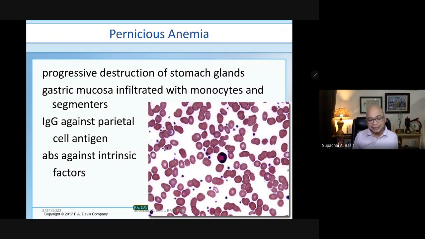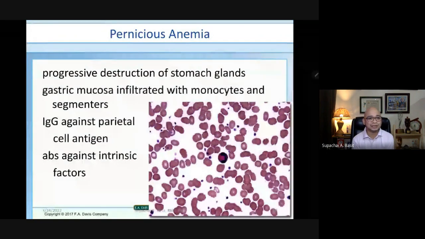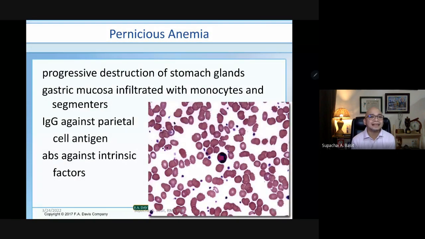And pernicious anemia is another example of autoimmune disease. It is the progressive destruction of the stomach glands. Okay, progressive destruction of the stomach glands. Gastric mucosa is infiltrated with monocytes and segmenters. So here, you develop antibodies against the parietal cell antigen and antibodies against the intrinsic factor.